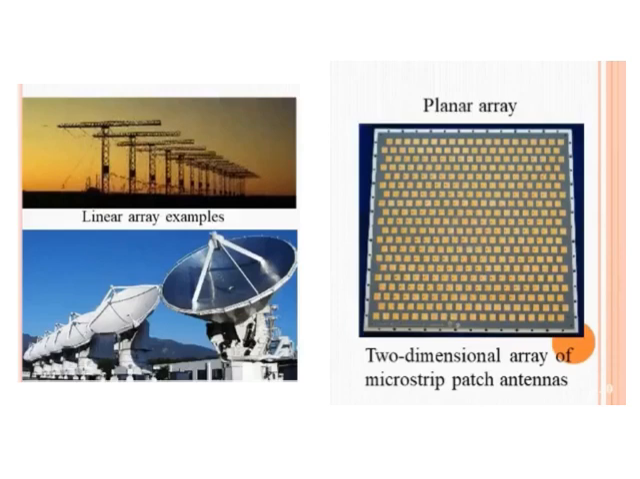This slide gives the examples of some antenna arrays. This is a linear array example. These are the dish antennas which are arranged in the form of an array. This is a planar array. This is a two-dimensional array of microstrip patch antennas.